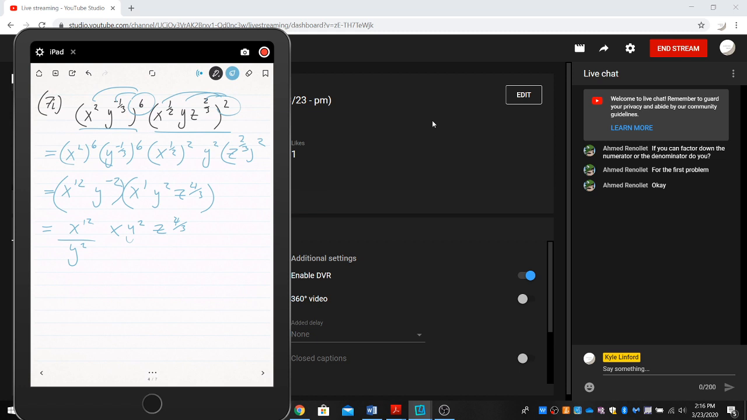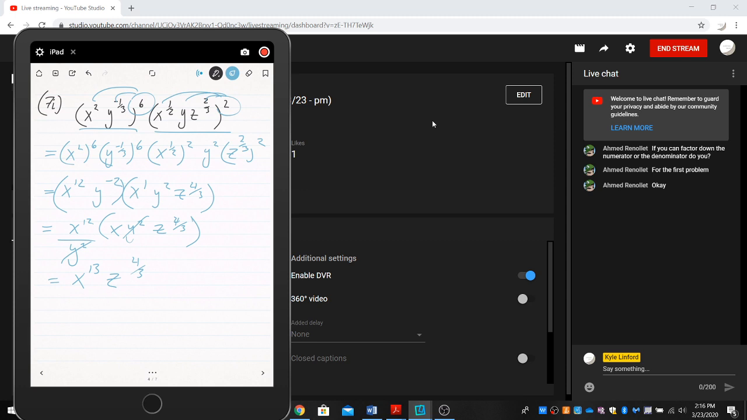Now, let's go ahead and combine some of these together. X to the 12th times x to the first is x to the 13th. I have a y squared on top and the bottom, so those will just cancel out. And we're left with z to the 4/3.